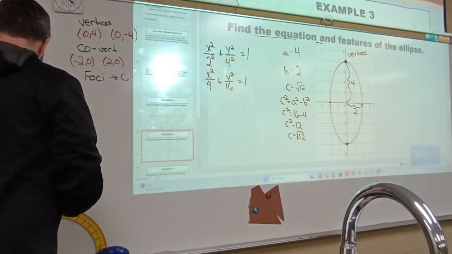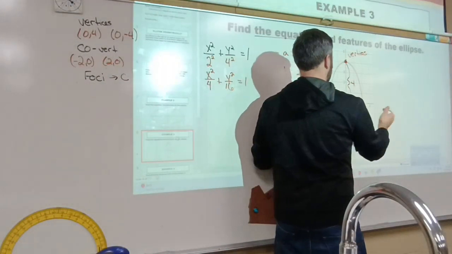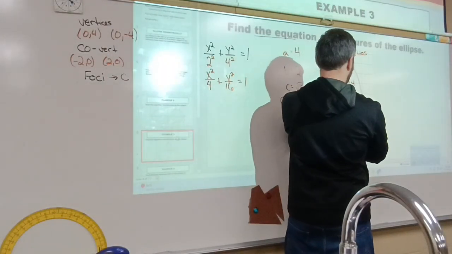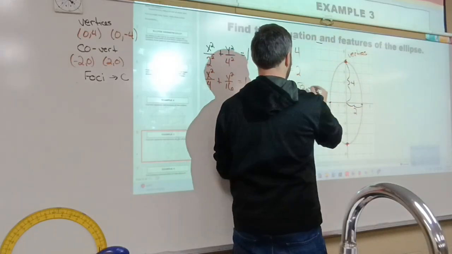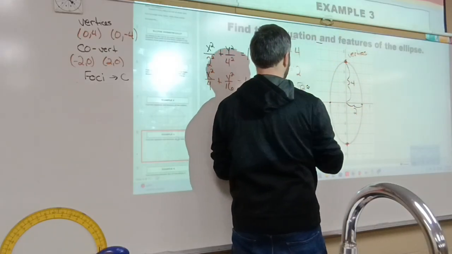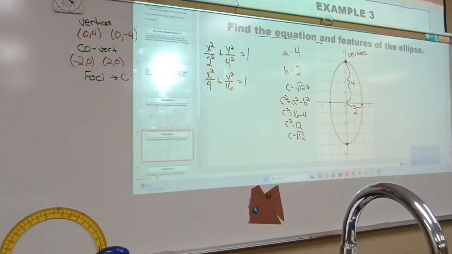Now for this beast, is my foci on my x-axis or is it on my y-axis? It's going to be on the y-axis. What's square root of 12 approximately? That'd be what? 3.45. 3 point what? Is it really? And you're 3.46.